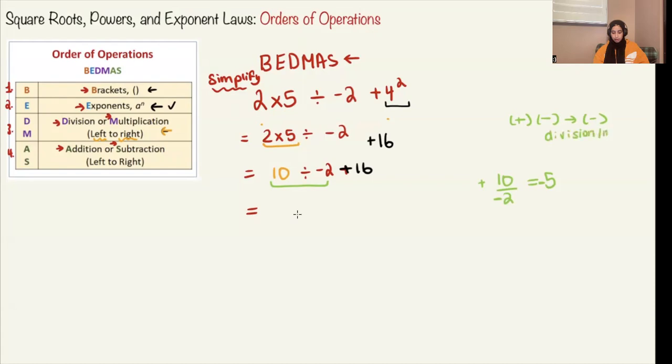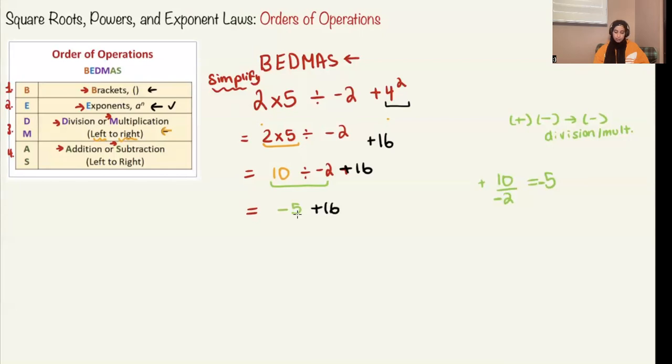and multiplication. If I'm dividing a negative with a positive, I get a negative. Okay, if they're different signs, I get a negative. And so I get -5 plus 16. Now, how do I add this?